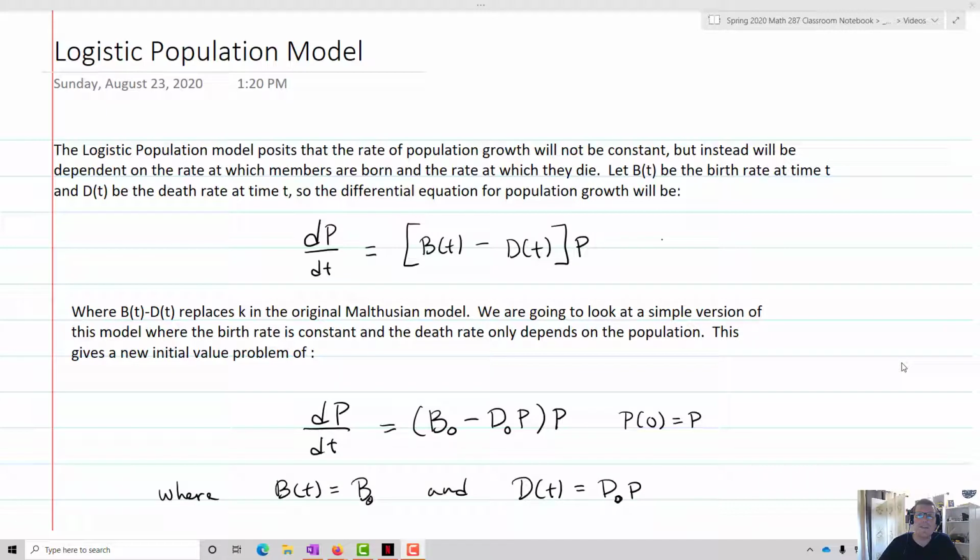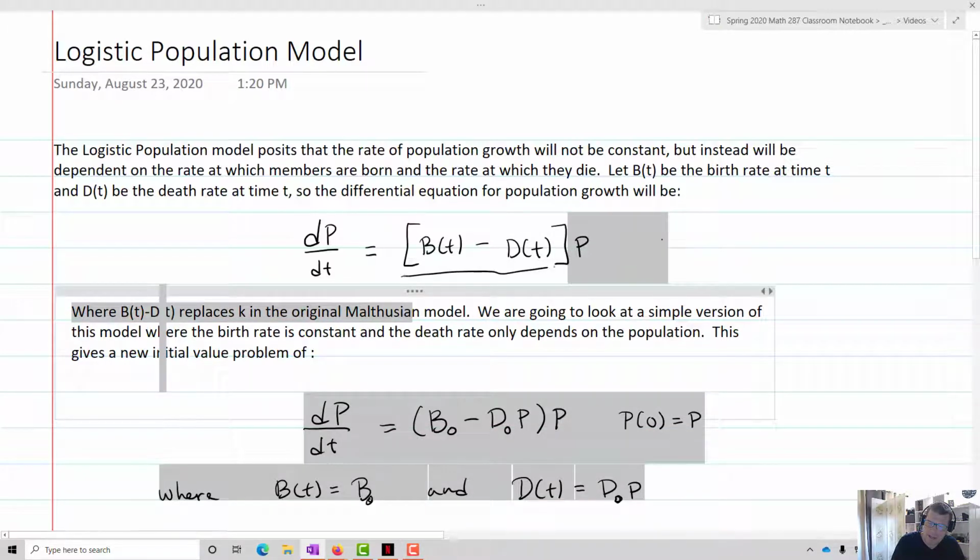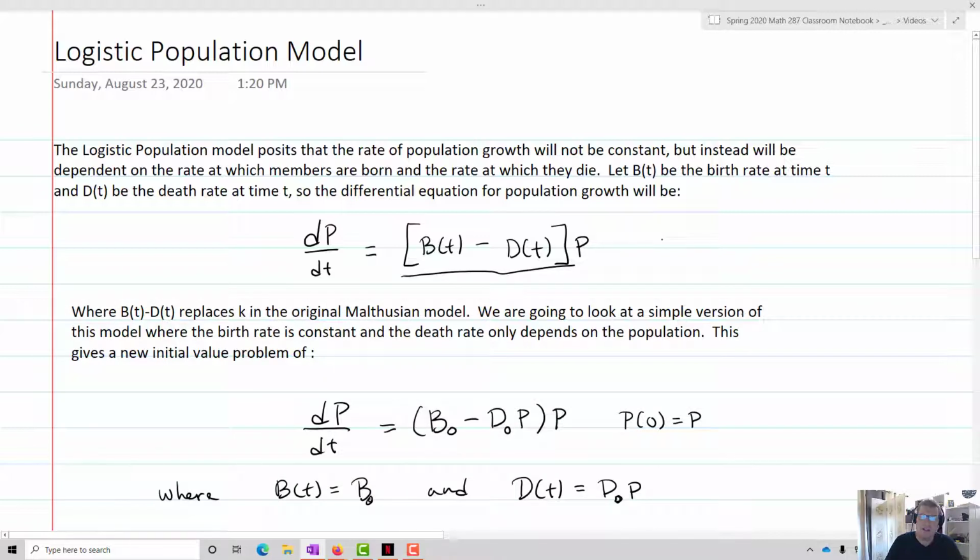So we'll let B of t be the birth rate at a time t, and D of t be the death rate at a time t. So the differential equation for population growth will be this. It'll be dP/dt equals B of t minus D of t times P. And so B of t minus D of t, this thing right here, is our stand-in for k in the original Malthusian model. It is the rate of growth. Basically, we take the number that are born minus the amount that die at a time t, and that ends up being our rate.